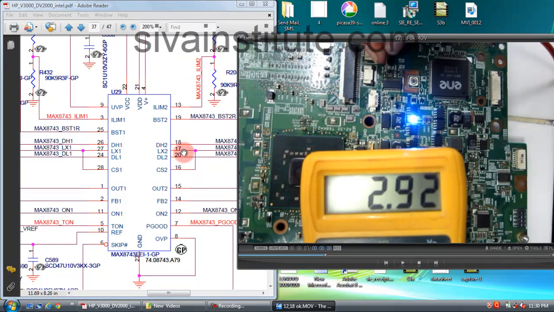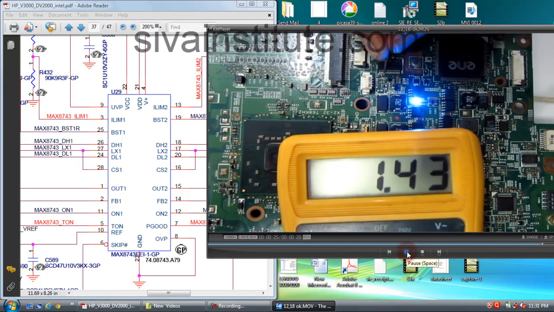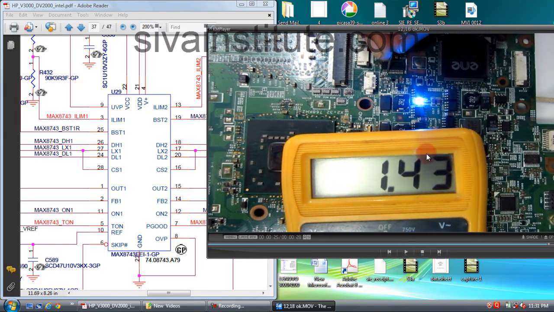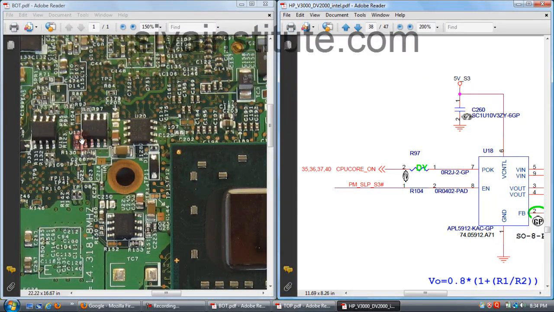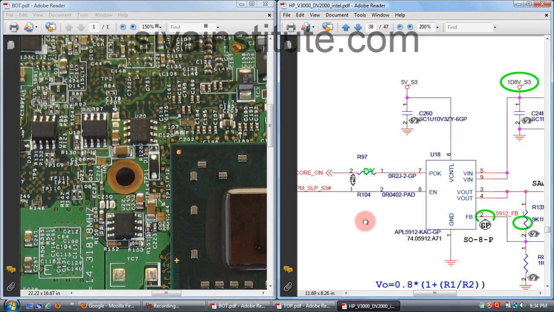We will check here pin number 18. See here 1.4 volts. This voltage is okay. Pin number 18 is the output. When you give pin number 12, this output comes out from pin number 19. This is okay. This is U18. When you give the SLP S3 enable voltage, 3 volts, to pin number 8, this IC will start functioning.